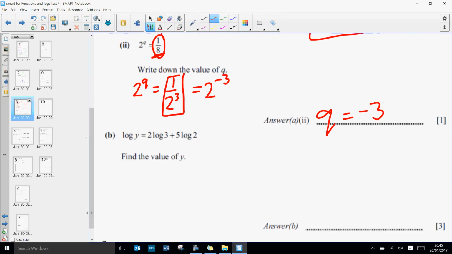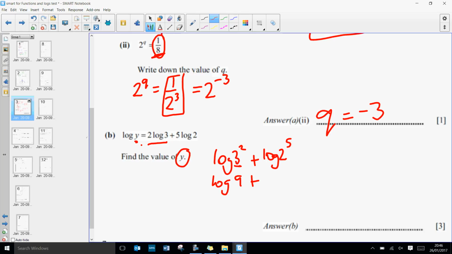Laws of logs. We're trying to find the value of y again, so I think some people wrote log over something as an answer. The y is just the value that we get here. So, laws of logs, the number in front, we can rewrite this as log 3 squared. Similarly, log 2 to the power 5. Well, 3 squared is 9, so that's log 9, plus log 2 to the power 5.